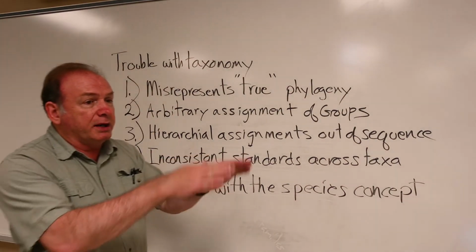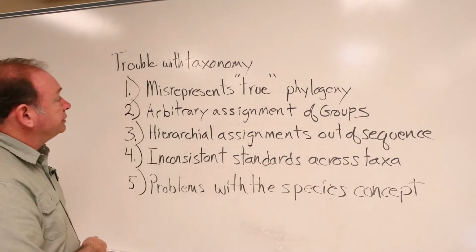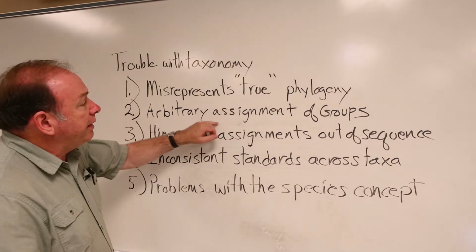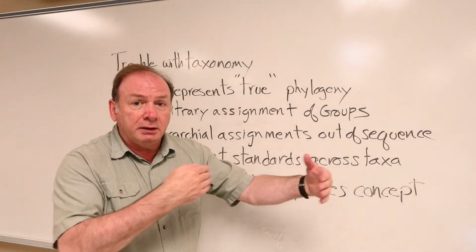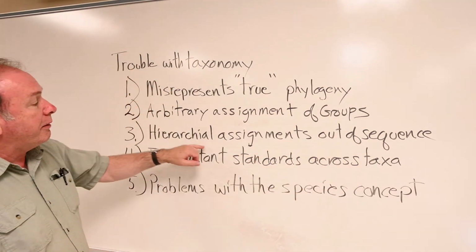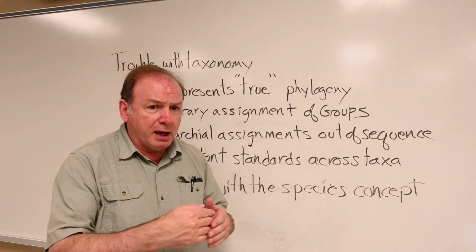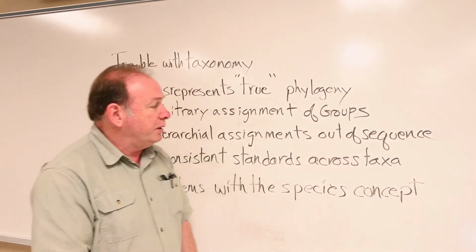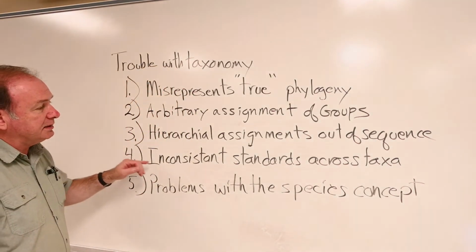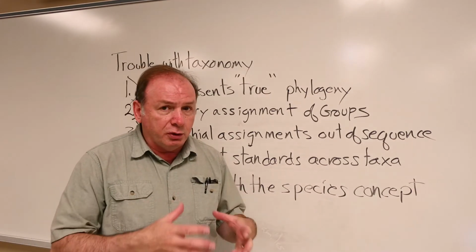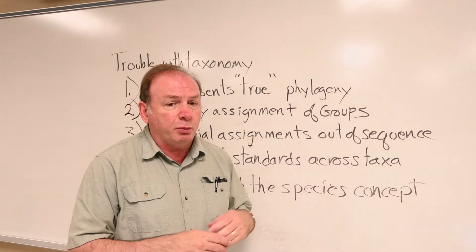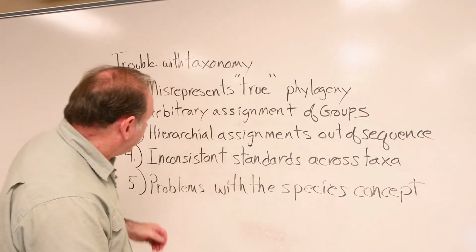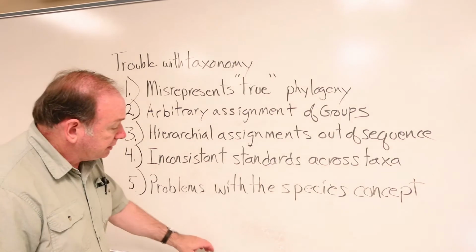Misrepresentation of the actual branching pattern if we divide it into just a specific kingdom, phylum, class, order, family, genus, species. Arbitrary assignments of the groups, where do you draw the line, was the second one. Hierarchical assignments out of sequence, so you have orders that come from species and families that come from genera and so forth. And next, inconsistent standards across the taxa. What you use for the basis for your taxonomy in one group, you can't usually translate very well over to some other groups. And now problems with the species concept. Let's give those in detail.